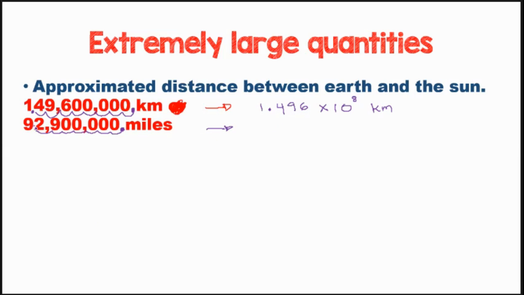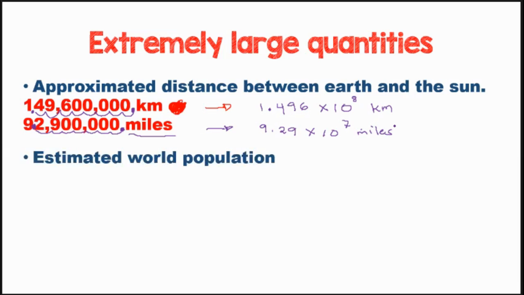So let's write it as, I hope it is still visible, we have 9.29 times 10 raised to 7. So we counted earlier that the number of movements is 7. What will be the sign? Since we moved our decimal point to the left, the sign is positive. And then, of course, since it is in the unit miles, let's write here miles.